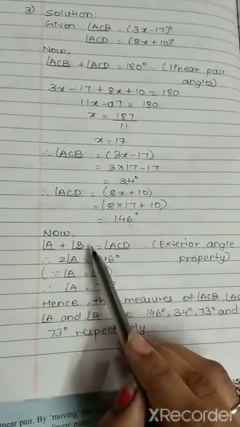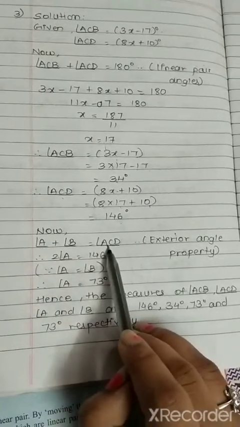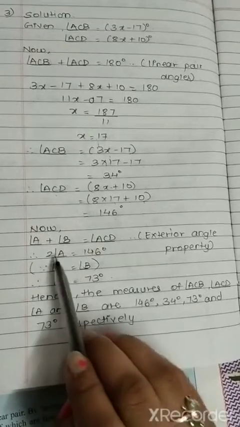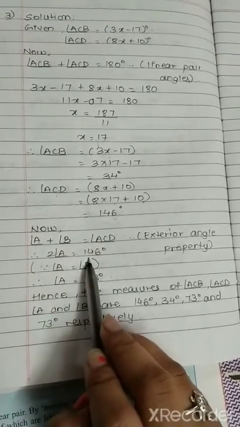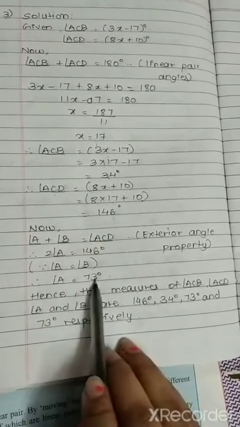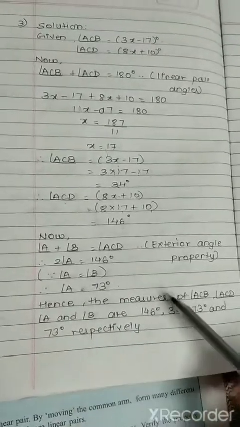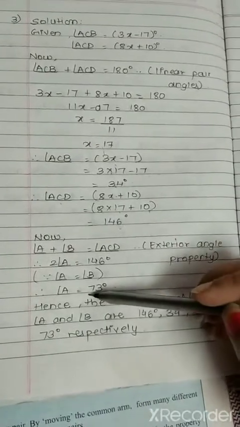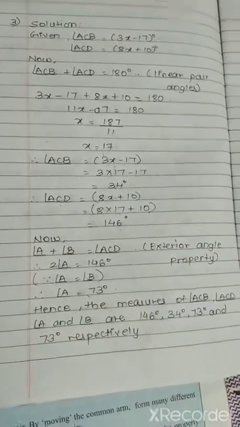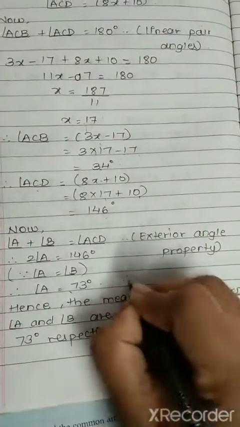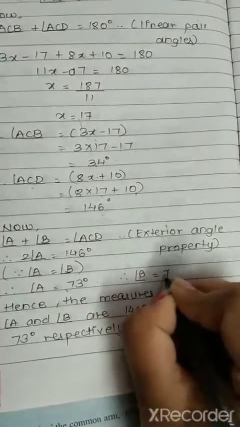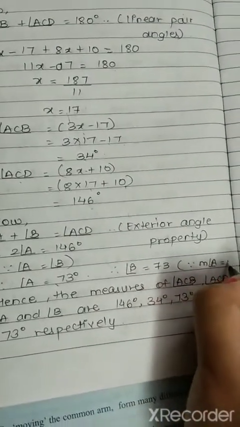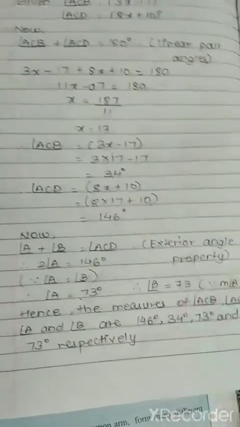Now using the exterior angle property, we can say A plus B is equal to ACD. Again A and B are common. Since A and B are same, so 2 into measure of angle A is equal to 146. Measure of angle A is 73. Hence the measure of ACB is 34. ACD is 146. Measure of angle A is 73 and measure of angle B is also 73. I can write it over here. Therefore, measure of B is also 73. Again, reason will be since measure of A is equal to angle B.